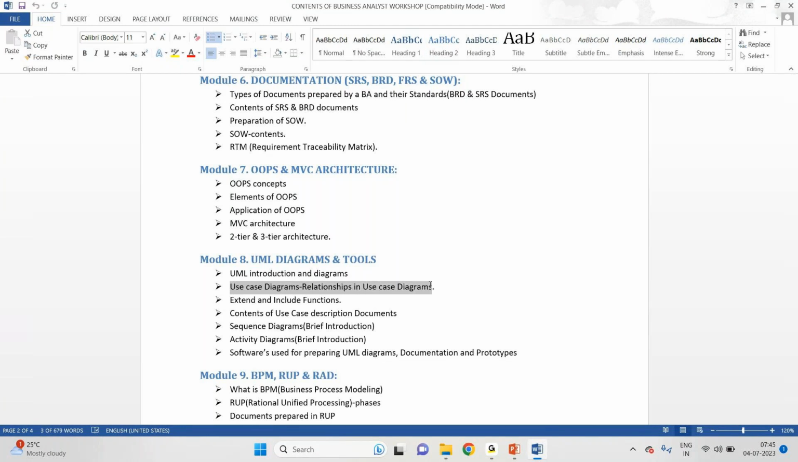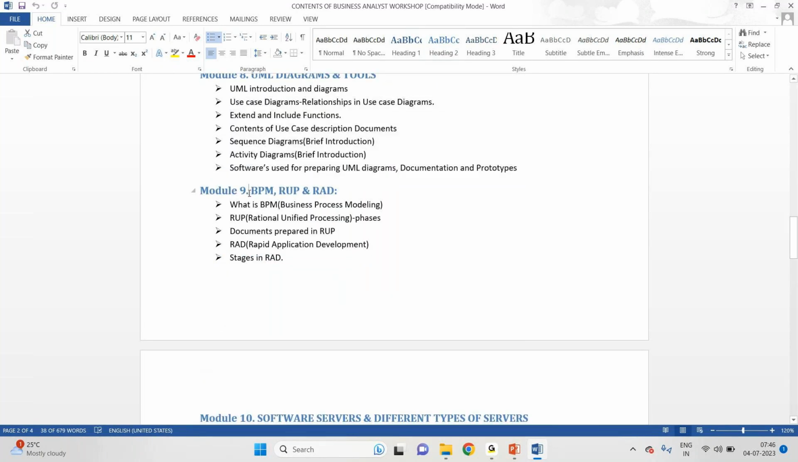That is nothing but extend and include functionalities, and what are the contents of use case description document. Then we will see sequence diagrams, activity diagrams, and what are the software used for preparing UML diagrams, documents, and prototypes.